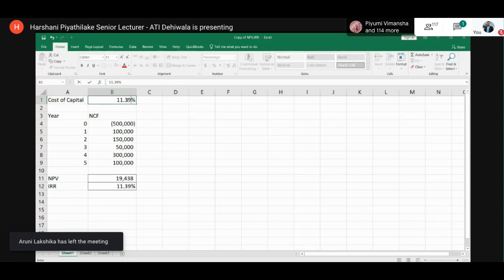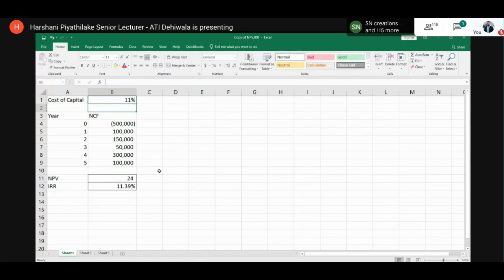The meaning of IRR is the rate which gives NPV 0, no? Then when you type the rate like 11.39, it should come close to 0, right? Press enter, we'll see what is the result of the NPV now. Look, the answer was 19,438, no? Now when we type 11.39, see what will happen. See, it is very close to 0. It comes 24 because of decimal places. But when you type 11.39, it's close to 0, right?